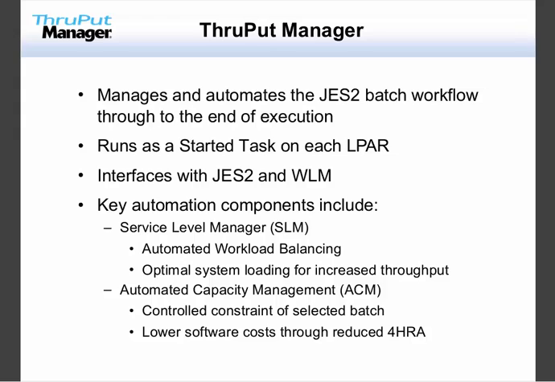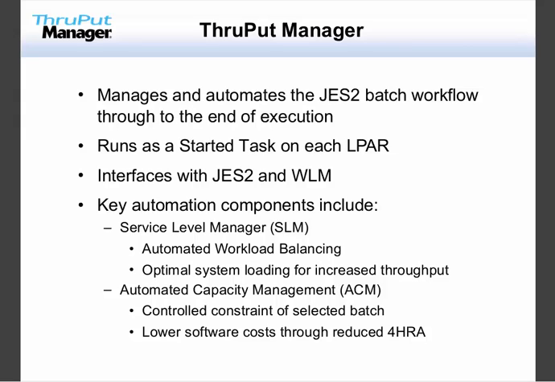So when a job is first submitted, whether from a scheduler or from a user, as soon as it hits the JES2 internal reader, ThruPut Manager will intercept that job and start managing it. Now, it has two primary automation components within our ThruPut Manager automation. The first we refer to as Service Level Manager, or SLM. This is the automation engine within ThruPut Manager that provides automated initiators, puts all the work into a single queue, into a single class, and automatically orders all the work by business need, business importance, or urgency.